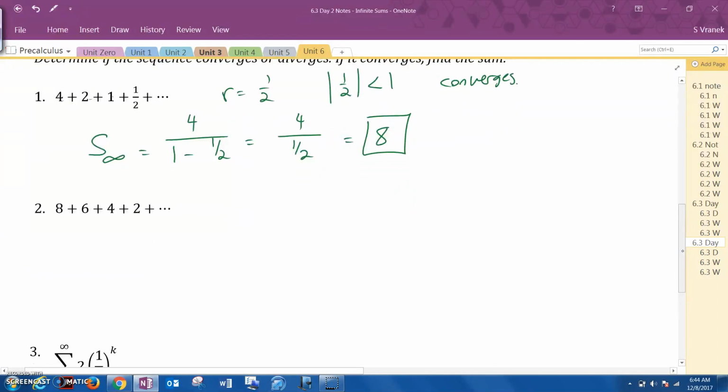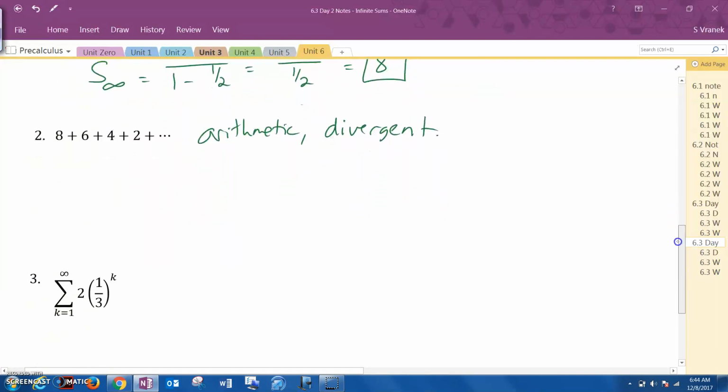Okay, if you look at number 2, it goes 8, 6, 4, 2. There's a problem here, and that problem is it doesn't have a common ratio. 6 divided by 8 is not 4 divided by 6, which is not 2 divided by 4. This is actually arithmetic. So it's divergent. Or it diverges, if you want to say that.